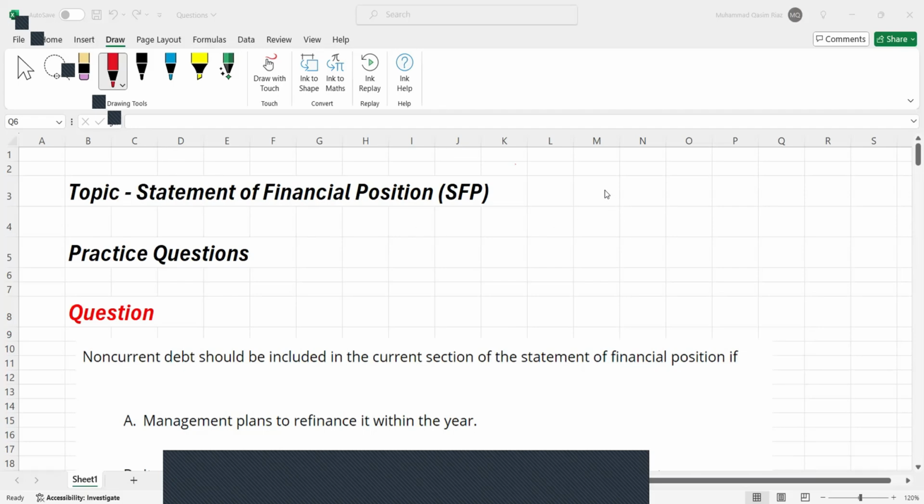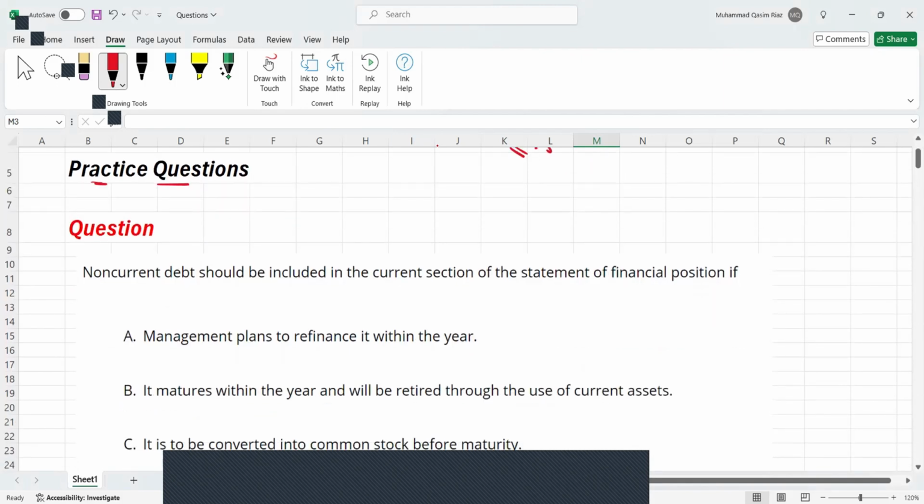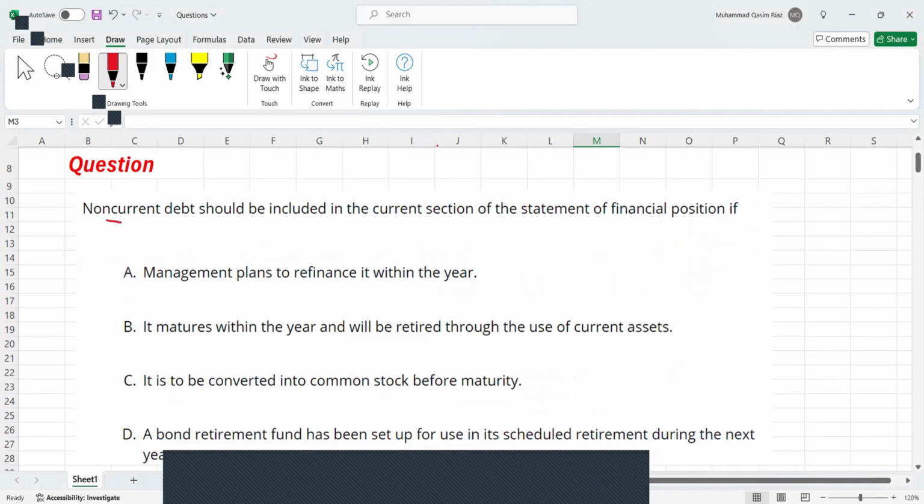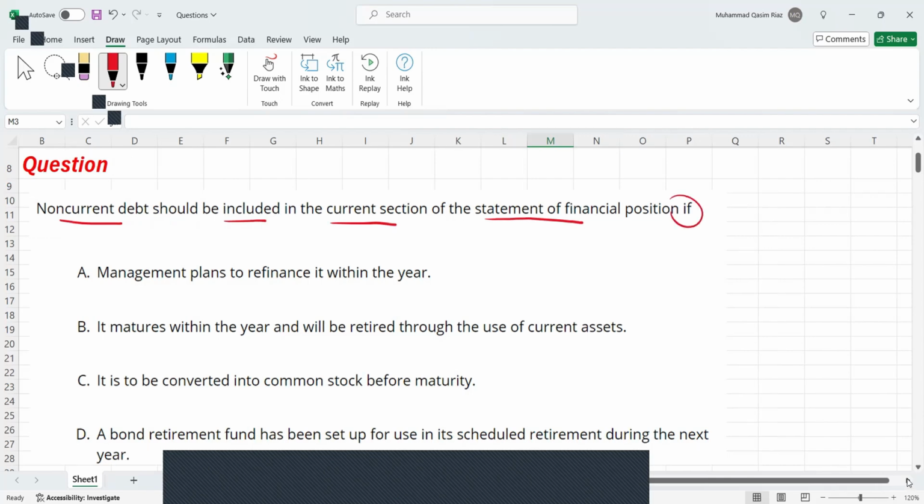So today we are going to discuss the practice question and our topic is statement of financial position. Statement of financial position is also called balance sheet. So here we go, we have a first question. Question number 1 is: when should a non-current debt be included in the current section of the statement of financial position, if?